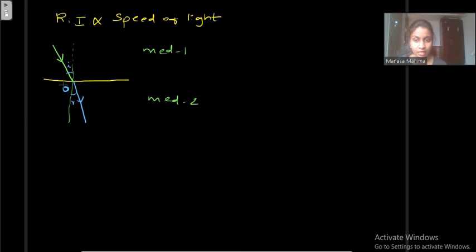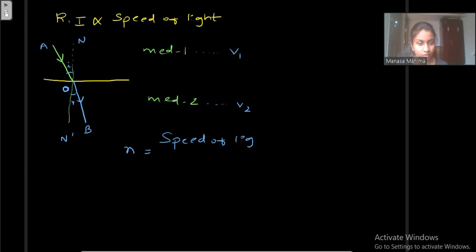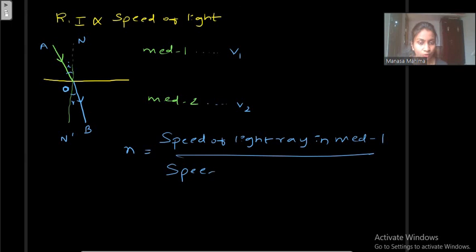You can take any one, and I will take the speed of light in medium 1 as V1 and the speed of light in medium 2 as V2. Okay, and this represents the ray AB and this normal as N prime. So if I want to give the formula for the refractive index, I can define the refractive index as the speed of light ray in medium 1 to the speed of light ray in medium 2.